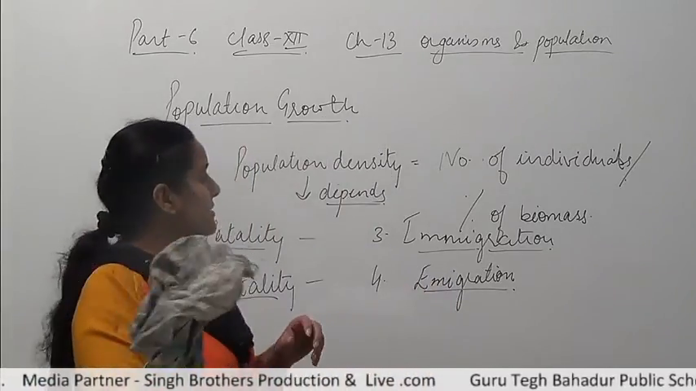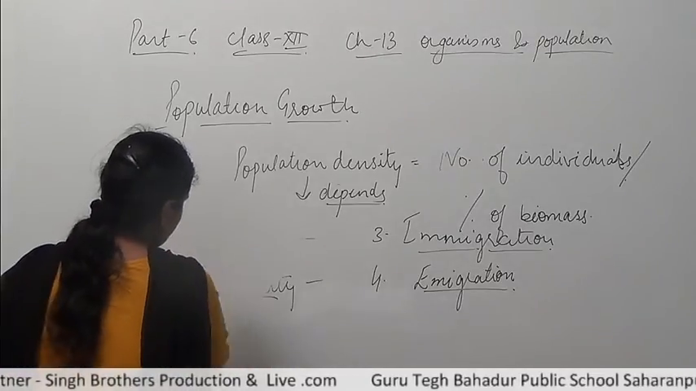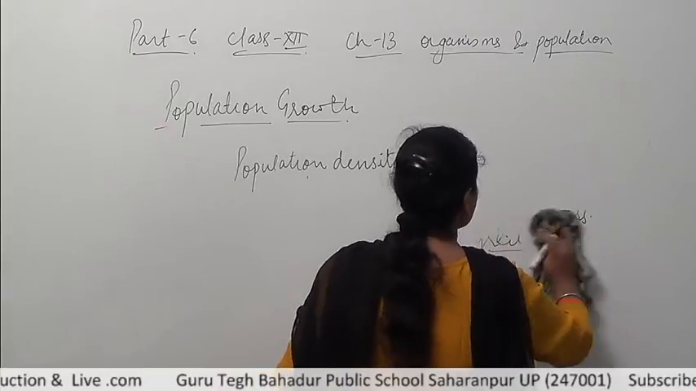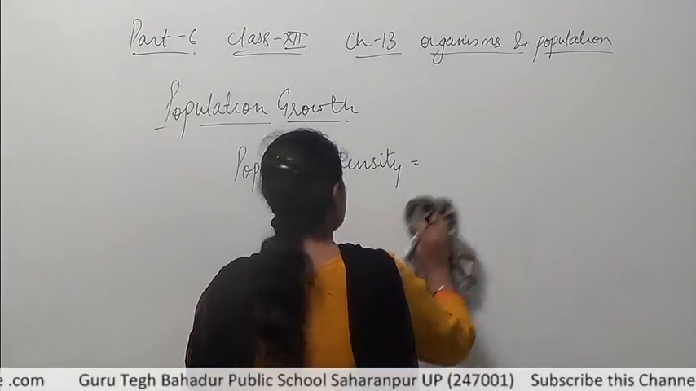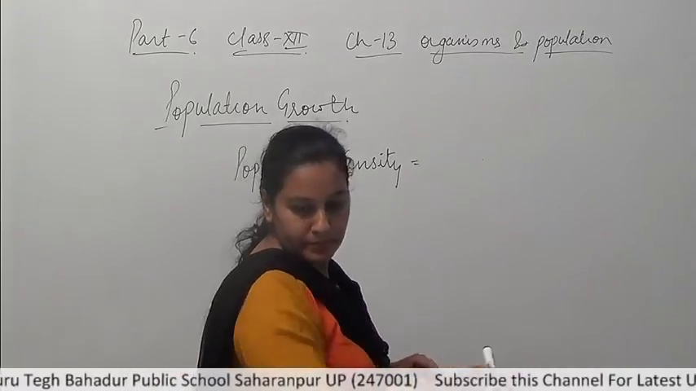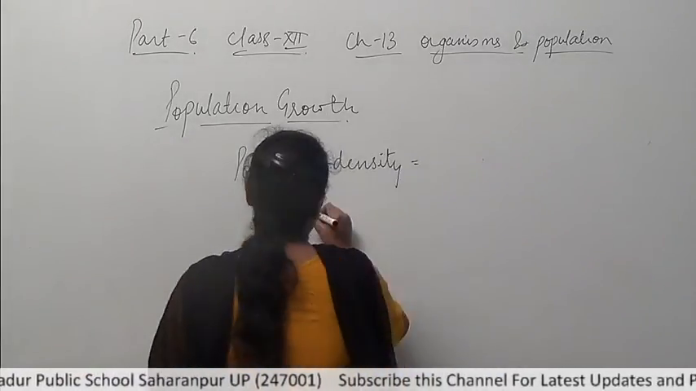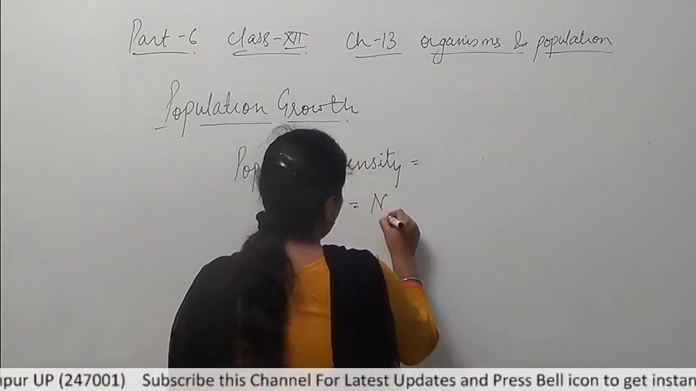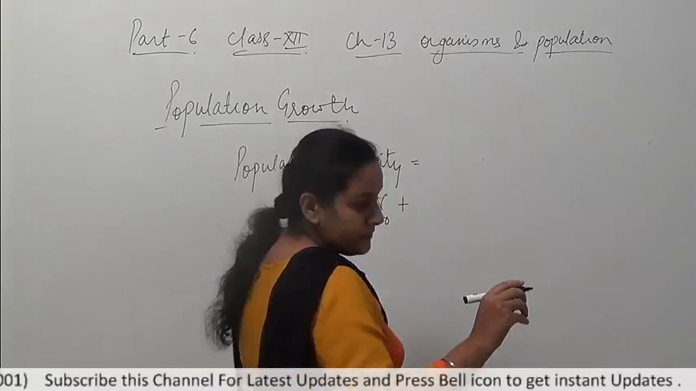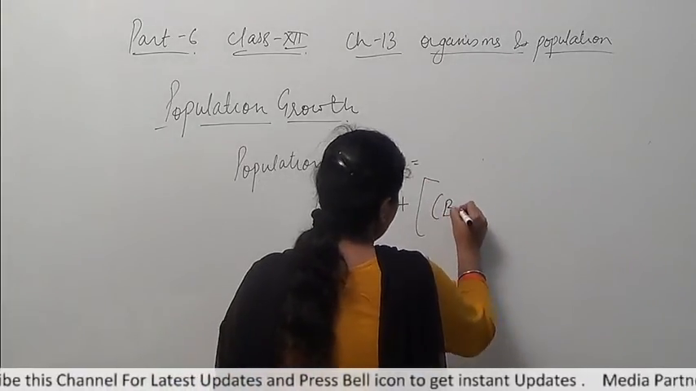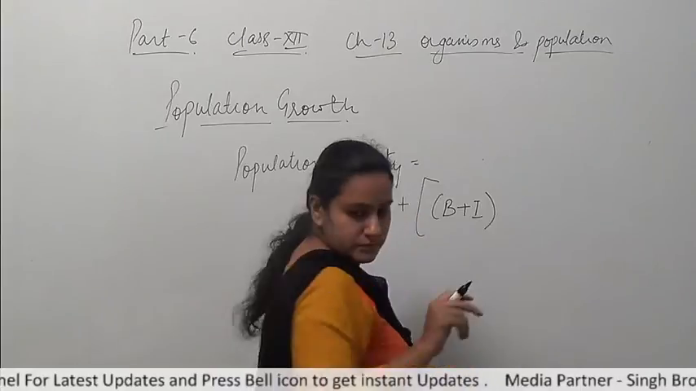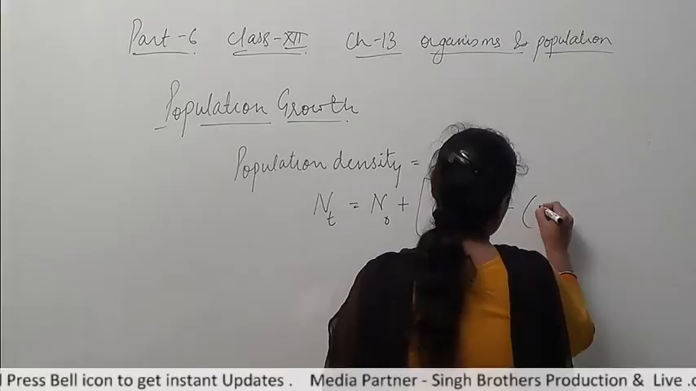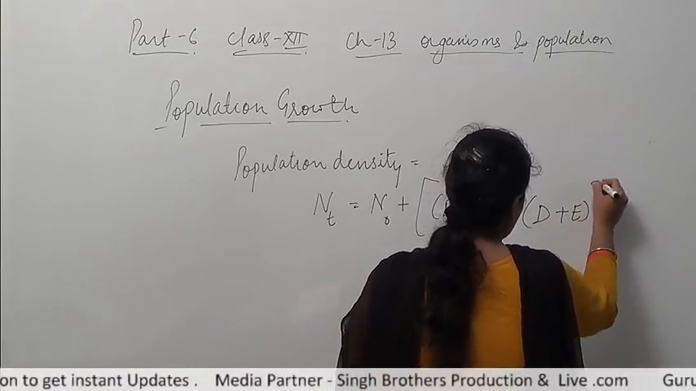So the population density is given by the equation. On the basis of these four factors or processes, the population density is given by Nt equals N0 plus B plus I minus D plus E.